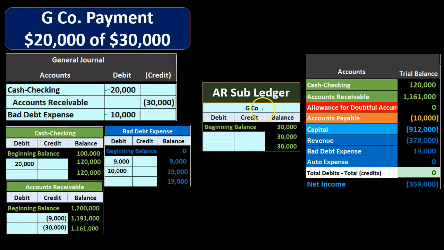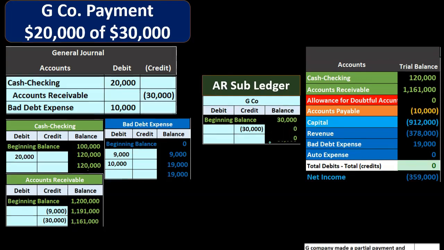This particular company owes us $30,000. We're going to decrease it down by $30,000 to 0, meaning they're not going to owe us anything anymore. Even though they only paid us 20, we're not going to leave the 10 there that they still owe us. We gave up on it, and therefore are going to write the entire thing out down to 0.